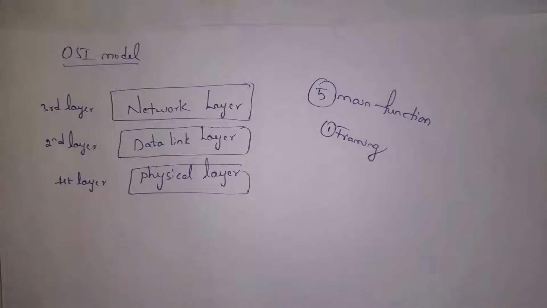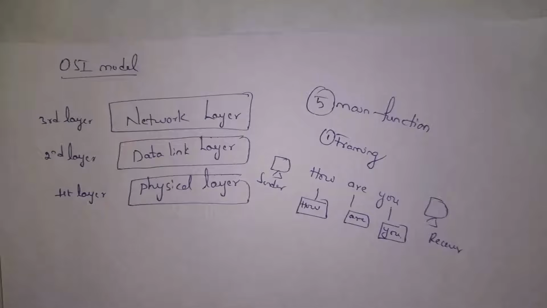First function performed by data link layer is framing. Guys, data link layer will not send our data directly to receiver. Instead, data link layer will divide our data into smaller packets, and then data link layer will place each packet in one frame, and data link layer will forward that frame to receiver. I'll give an example. For example, I will send the message how are you to my friend. Whenever I send how are you, my message is converted into smaller packets like how is one packet, R is one packet, and U is one packet.